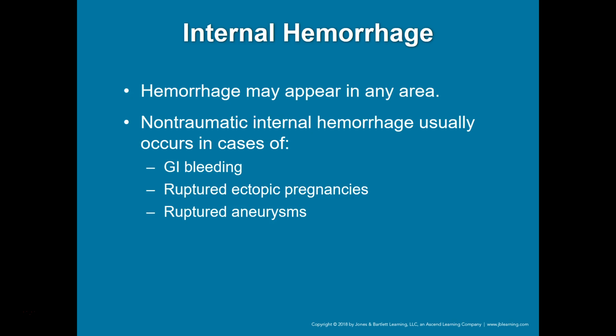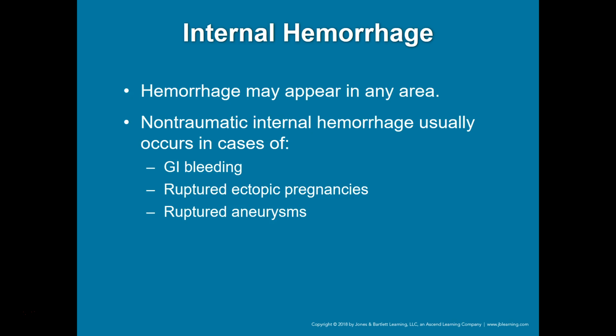Where the GI bleed is can be identified by the color and the consistency of whatever is coming out of them. If it's bright red blood in their stool, chances are it's going to be a lower GI bleed, and that could be very serious. A ruptured ectopic pregnancy will accompany a lot of internal bleeding, something they're going to need surgery for.